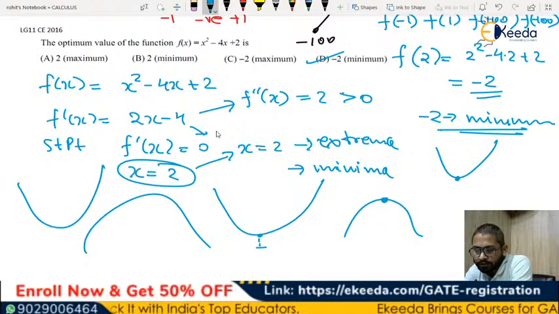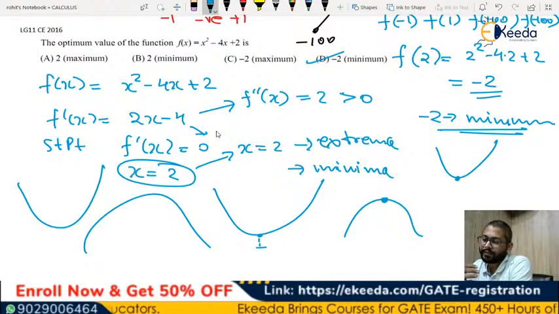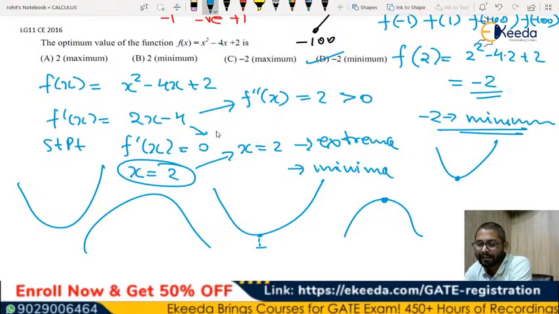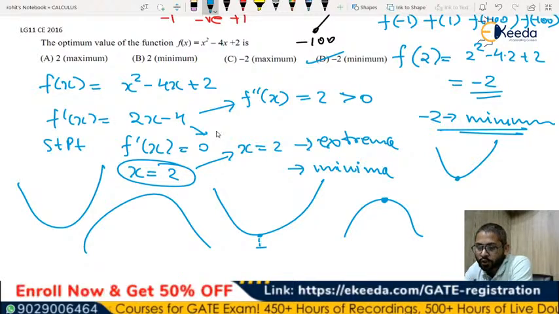Can you show the types of curves which different types of questions make? Please revise. See, for polynomial equations I can of course tell you directly, 2 is a minima. Of course 2 is a minima.